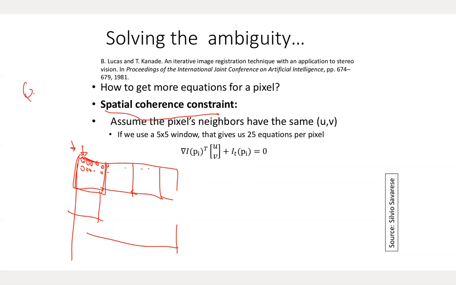Maybe just pause a minute. If I have this 5 by 5 block here, and I don't assume that each of these pixels has the same UV, how many unknowns are there?